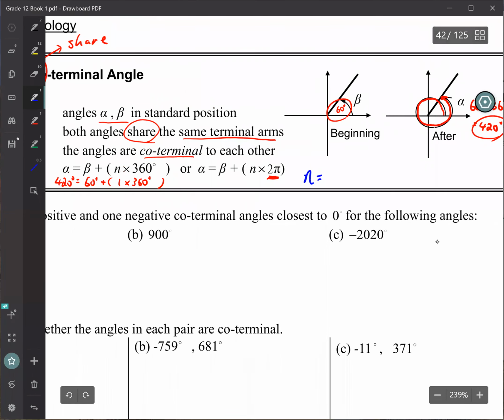What does n represent here? What's the meaning of n? Tiana, what's the n? Number of turns. Yep, very good. Number of turns. And the number of turns can be positive or negative. If it's negative, then it goes the clockwise way.